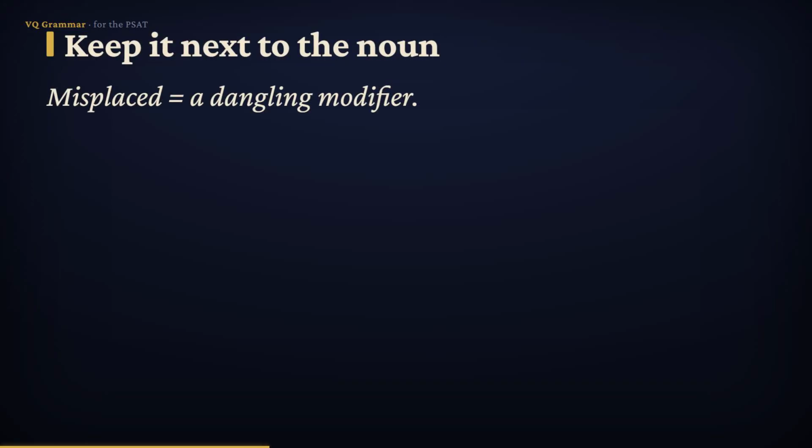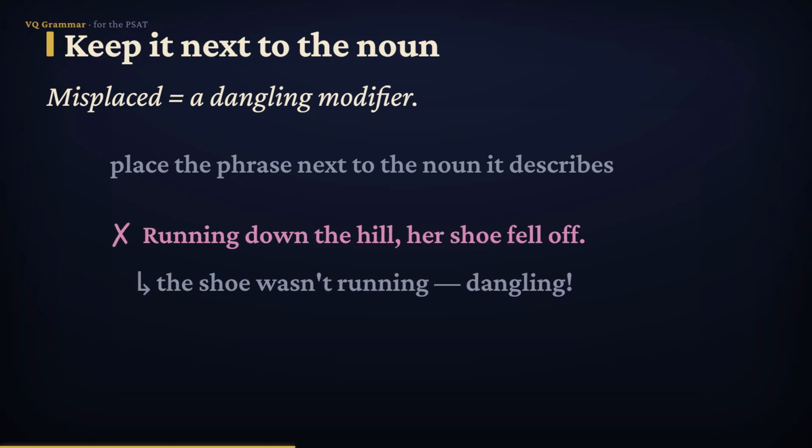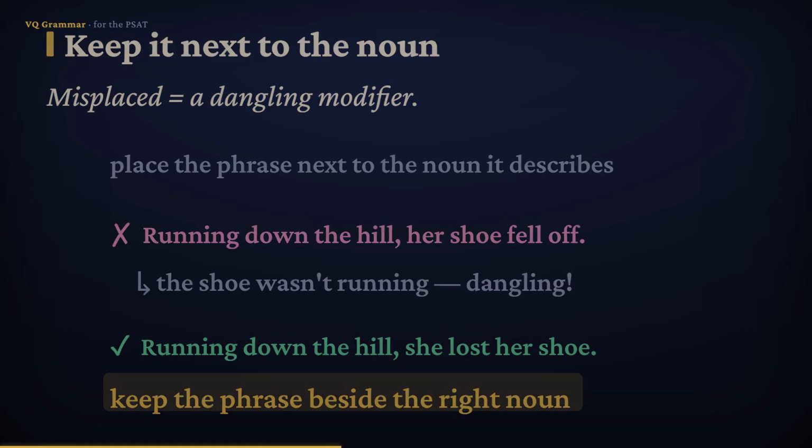Here's the one trap. Because the phrase acts as an adjective, you have to place it right next to the noun it describes. Look at the first version. Running down the hill, her shoe fell off. That literally says the shoe was running, which is nonsense. When the phrase sits next to the wrong noun, we call it a dangling modifier. Fix it. Running down the hill, she lost her shoe. Now she is the one running, so keep the phrase beside the right noun.